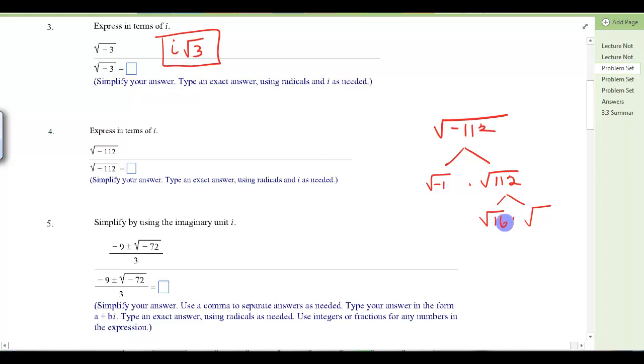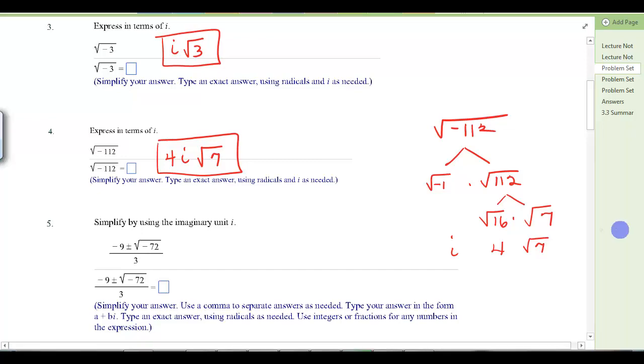It's kind of a trial and error for you. If you tried 2 and then you'd get another 2, you would find that 16 does go into it. All right, and so it does go into it 7, and this is 4, and here's your square root of 7, and here's an i. So this is our final thing, and we're going to write it as 4i square roots of 7.